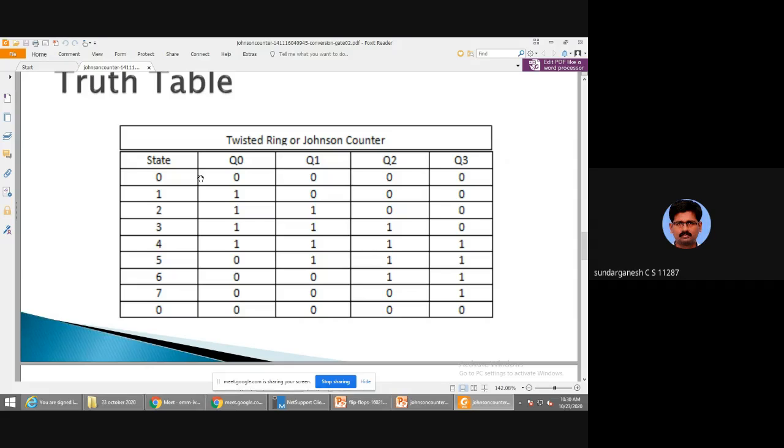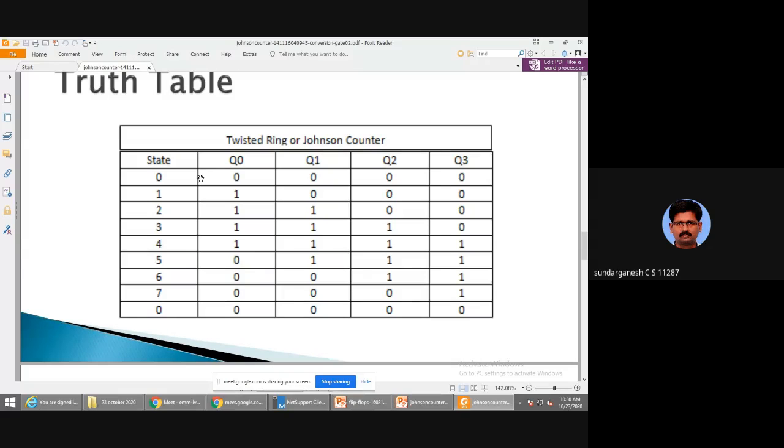At state 4, you get all ones. When you get all ones, Q3 bar is 0, and the Q3 bar is input to the first flip-flop. So Q0 becomes 0, and the remaining are 1. In the next state, Q0 goes to Q1, so 0, 0, 1, 1. Next state 0, 0, 0, 1. Next state 0, 0, 0, 0. This is the first state.